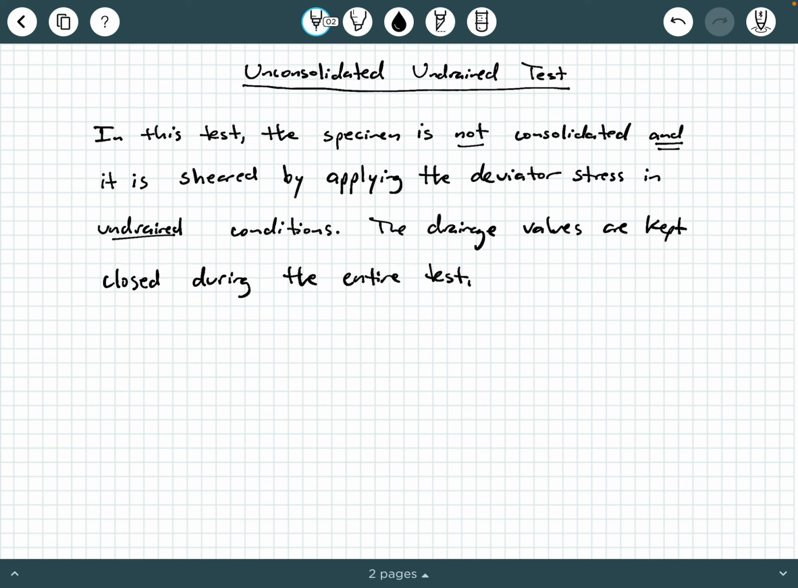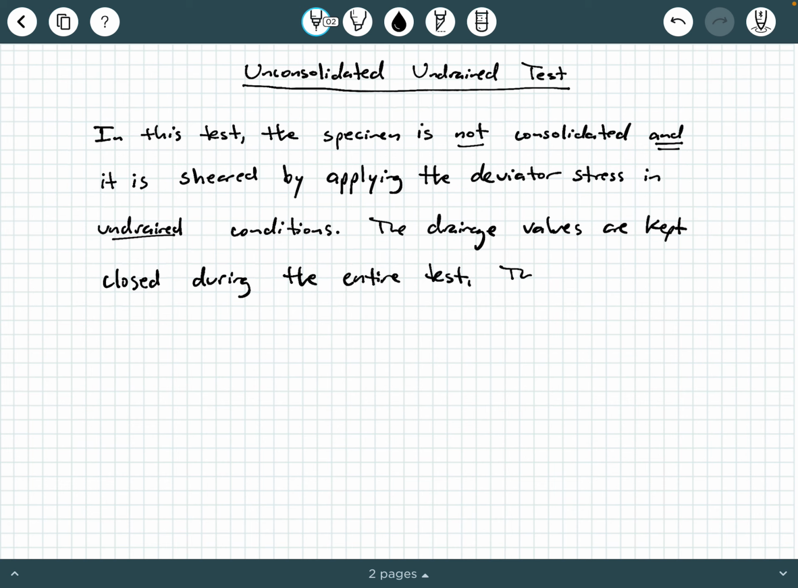You use the same apparatus as with the CD and the CU test. You put a specimen in this giant cell that looks like a permeability cell kind of, and you keep all the drainage valves closed while you are applying the confining pressure, which is sigma 3, and also while you're applying the axial deviator stress that you then add to sigma 3 to get sigma 1. But you keep the drainage valves closed the entire time. So you do not allow consolidation, and there is a buildup of pore pressure, okay? So now, even though the pore pressure is building up, it is generally not measured.